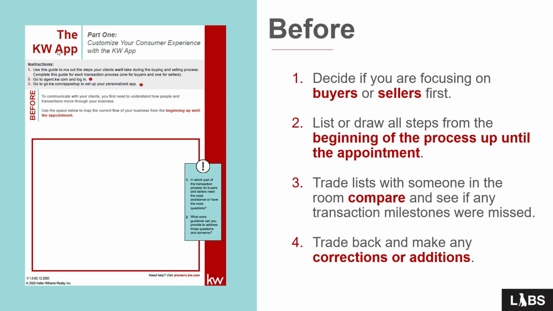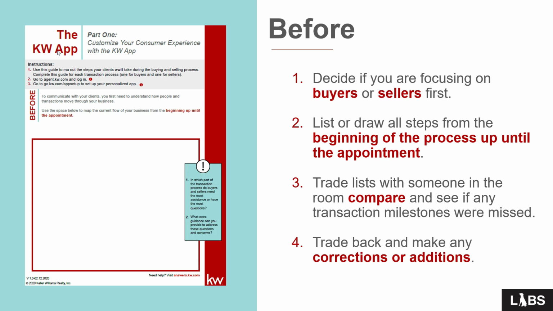So what we're going to do now is decide first if you're going to start focusing on your buyer or your seller list. Okay, so then you're going to take basically the handout here and make 2 copies of that. One copy is going to be your buyer copy, and one copy is going to be your seller copy. You're going to want to decide again, am I going to work on buyers or sellers first? And then basically you're going to list or draw all the steps from the beginning of the process up until the appointment.